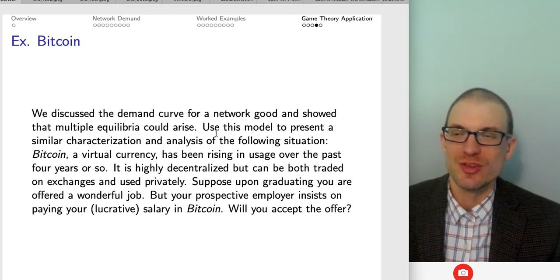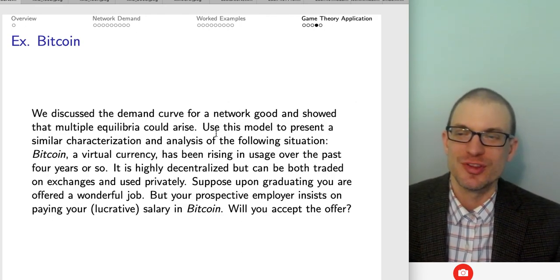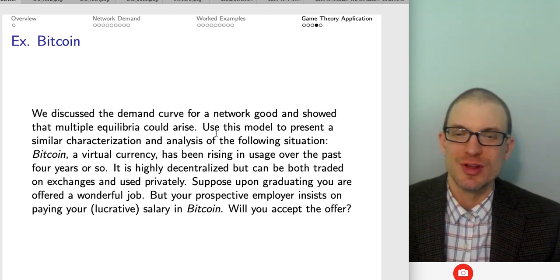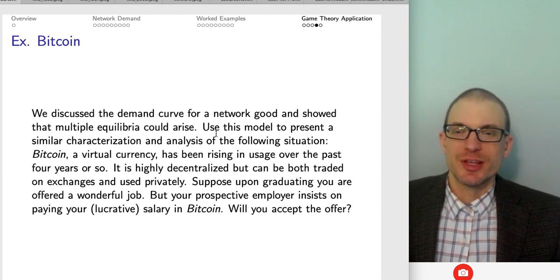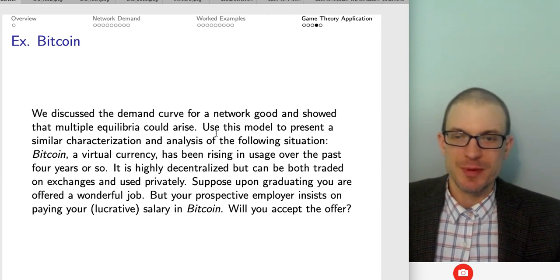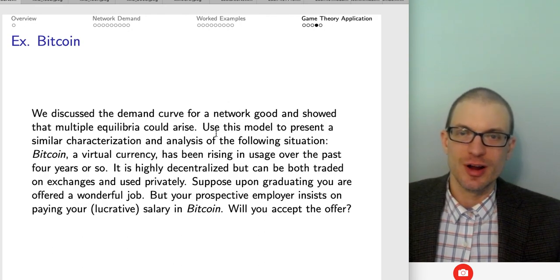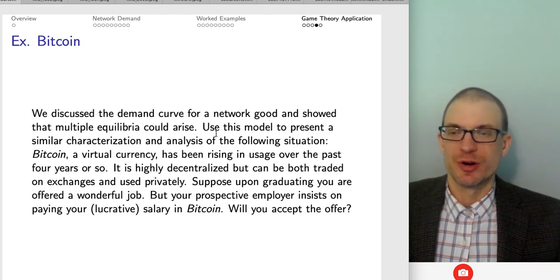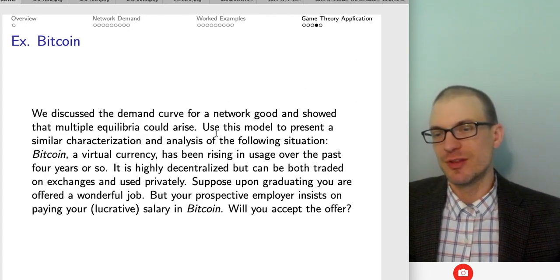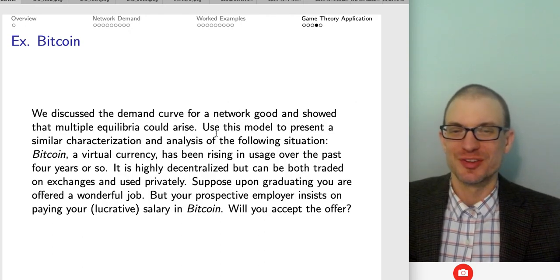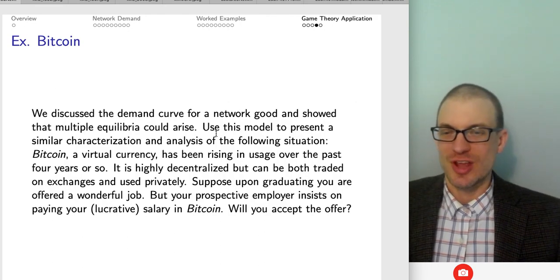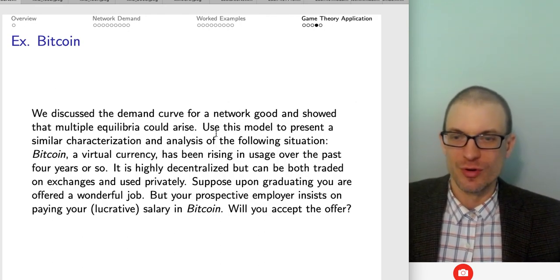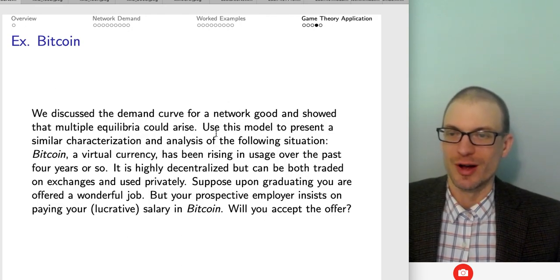Suppose upon graduating, you are offered a wonderful job, but your prospective employer insists on paying your otherwise lucrative salary in Bitcoin. Will you accept the offer? Well, this ultimately comes down to a belief about your expectation of the size of the network. Currencies are network goods. And if you believe the network is going to be huge, then maybe you'd be willing to accept the offer. If you do not believe the network is going to be big, then you don't accept the offer unless you have some way to really quickly exchange your salary in Bitcoin for dollars or euros or whatever you want it in.